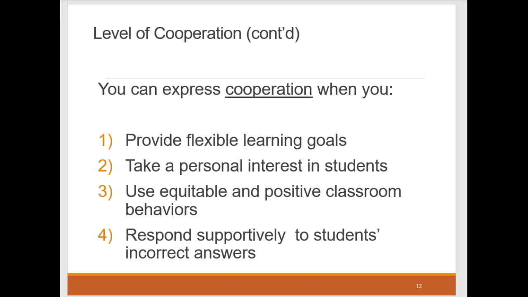One way we also build this cooperation is to look at how we respond when students make errors. It's called error correction. How do we respond supportively to students' incorrect answers? Always look for the part of the answer you can agree with, and then build your questioning and your scaffolding from that point forward, so that the students feel like they've brought something of merit in their responses, and now it's time to work through to a higher level of thinking.